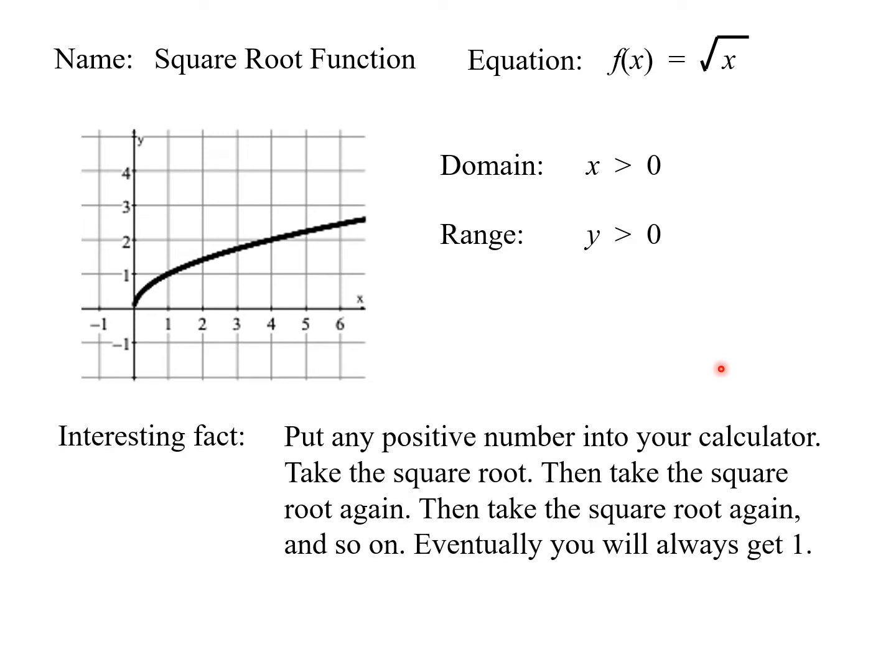An interesting fact about this one, put any positive number into your calculator and then take the square root. Then take the square root again, and again, and again. Eventually, it will approach 1. So I invite you to pause this presentation and try that. Take any number you want and take the square root again and again, and it will approach 1. And if you think about it, I'm going to guess you'll be able to figure out why.